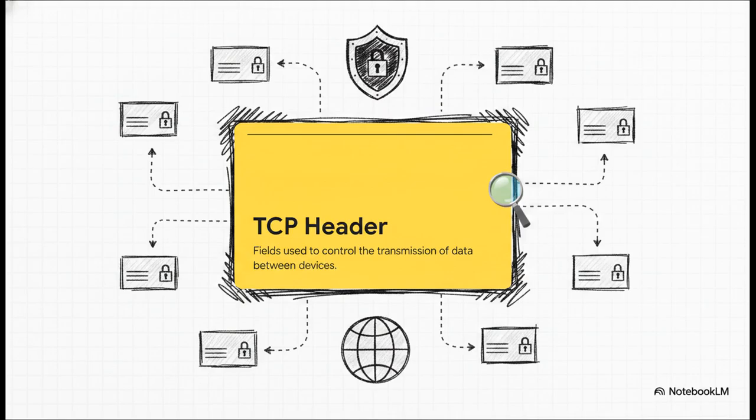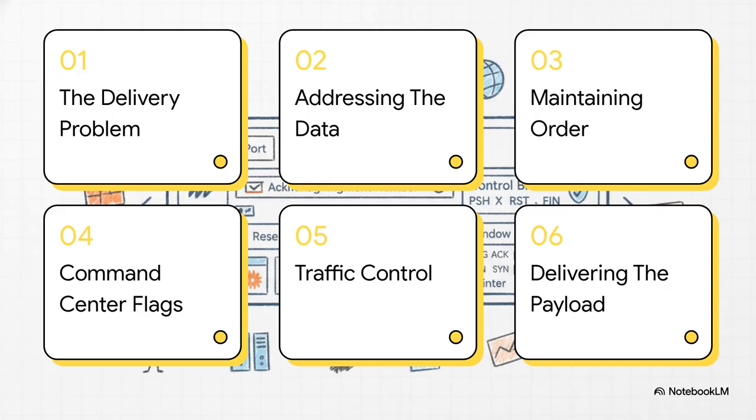Our source defines it as a collection of fields used to control the reliable transmission of data between devices. But honestly, think of it less like boring code and more like the ultimate, ultra-secure, highly tracked shipping label attached to every single piece of data sent over a TCP connection. This header is literally what transforms an unreliable network into a rock-solid guarantee. Now, a raw TCP header can look like a giant wall of jargon, but don't worry, we're going to logically break this down together. Here is our roadmap.